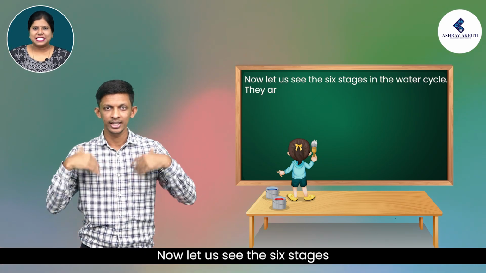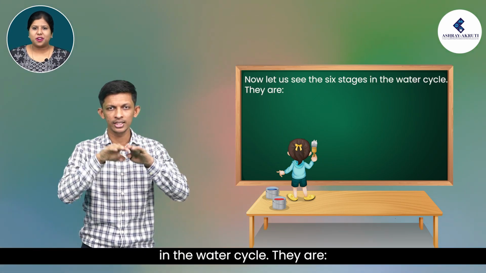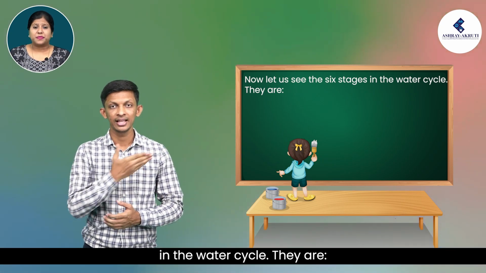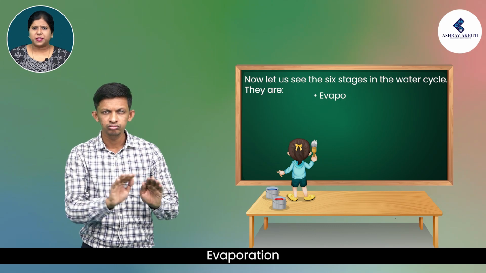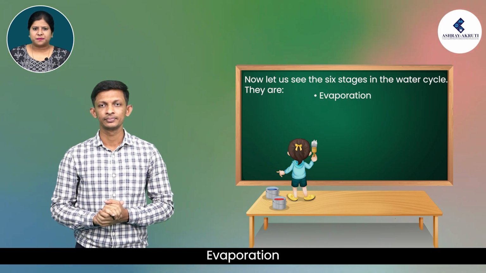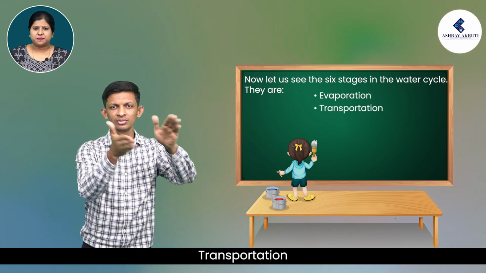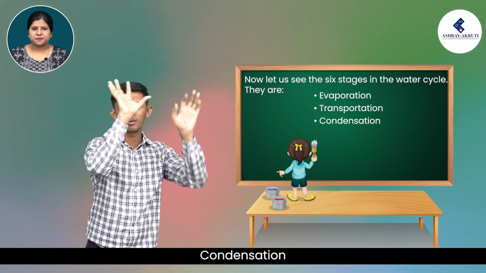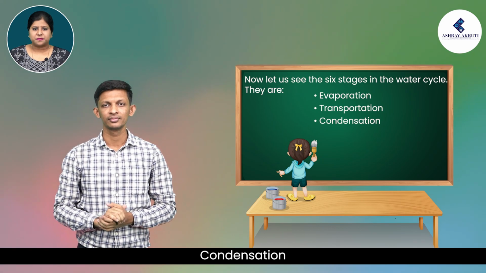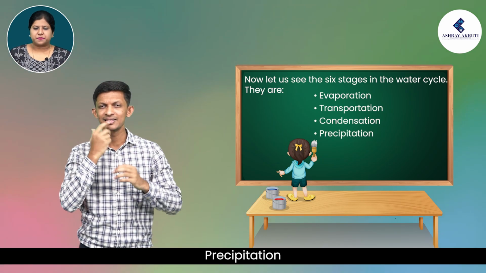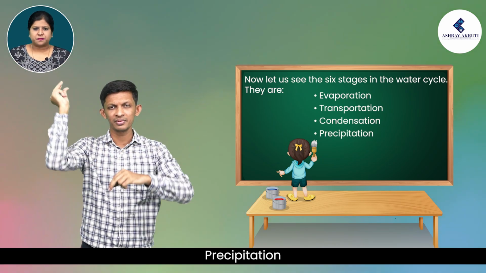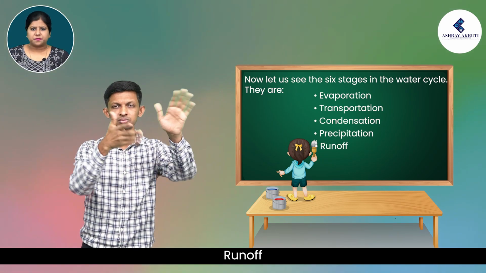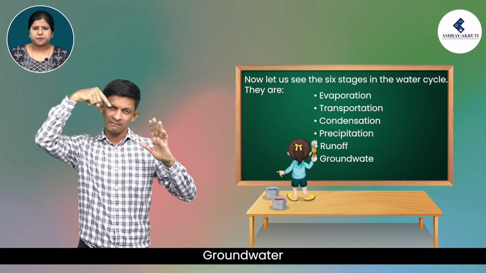Now, let us see the 6 stages in the water cycle. They are evaporation, transportation, condensation, precipitation, runoff, groundwater.